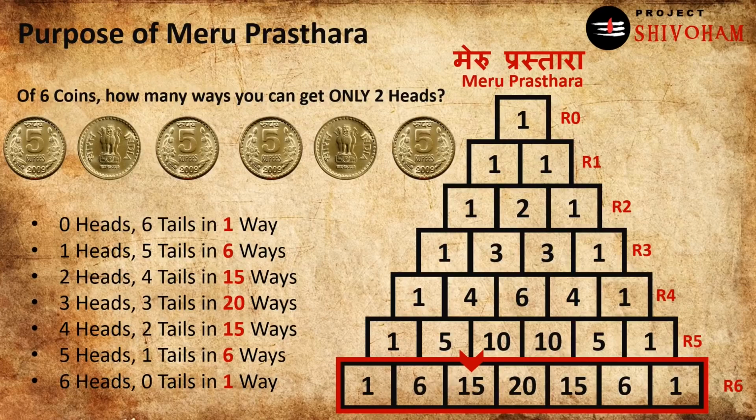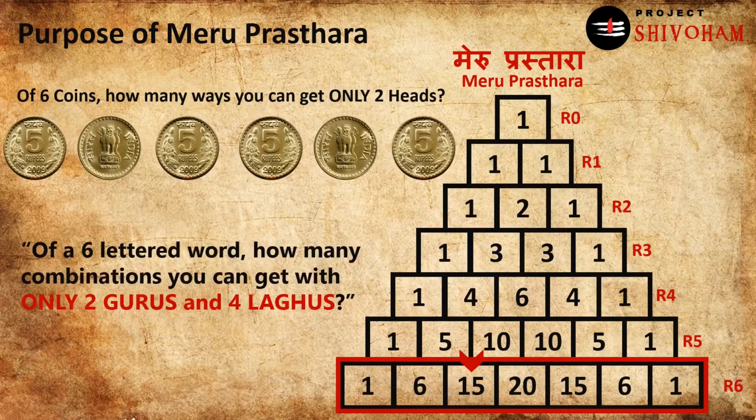Now let's exactly replace the 6 coin problem with a 6-letter word. Imagine that you would like to compose a 6-letter word as part of a poem where you want only 2 gurus and 4 laghus. So you want a 6-letter word, just like the coin problem. Go to the 6th row, and then the third box is going to give you 2 gurus and 4 laghu combination, or vice versa. So that is in 15 different ways that you can write such kind of a word which has 2 gurus and 4 laghus.